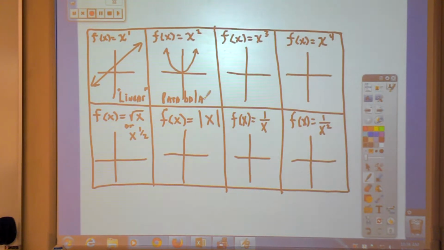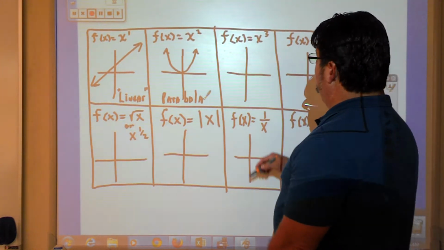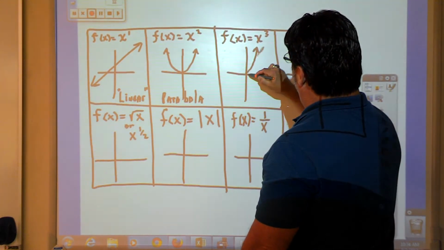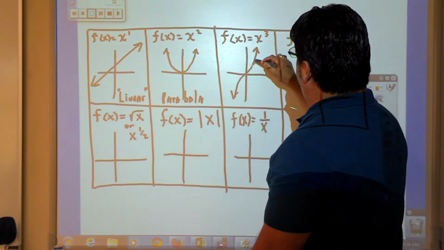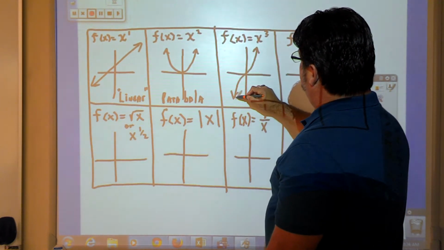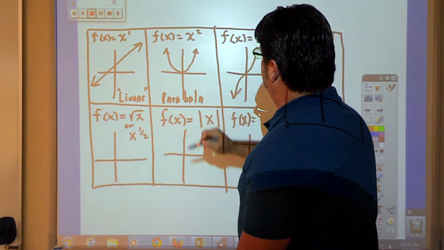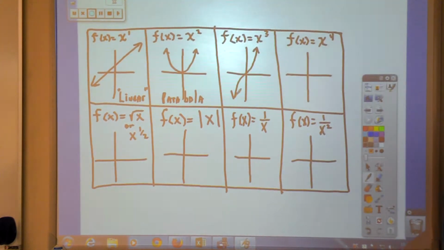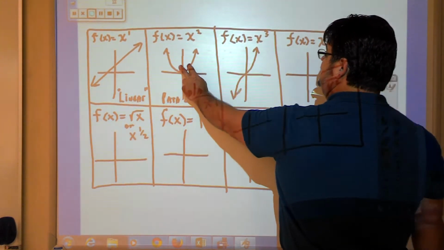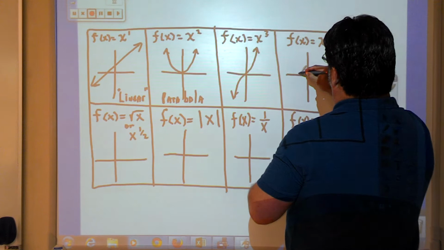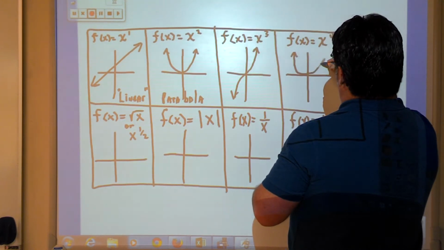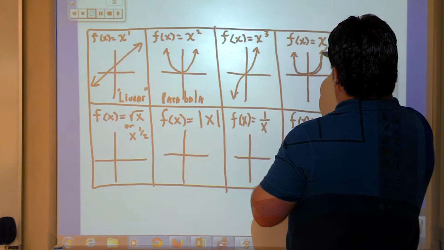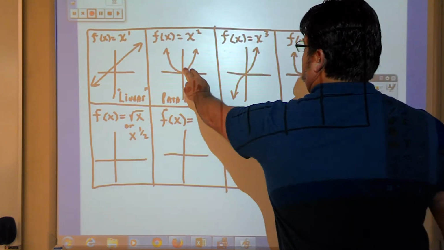Anytime you have an x cubed function, you're going to have half of a parabola, and the other half going the opposite way. This one's going up, this one's going down. That's an x cubed function. X to the fourth is going to look just like this, only the bottom is going to be more squared. It's going to look more like a U than a horseshoe.